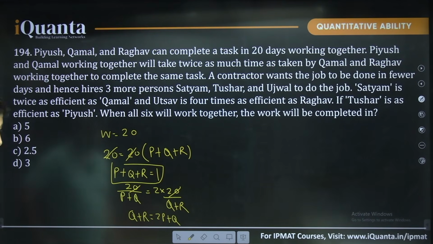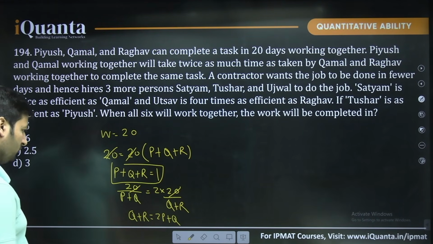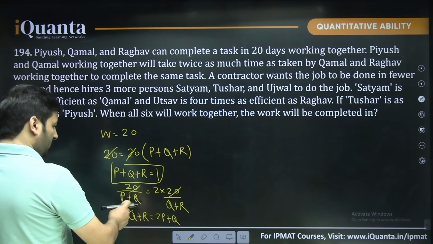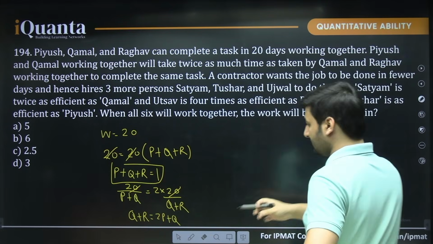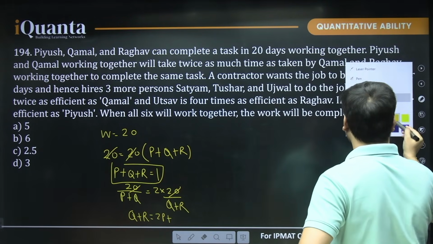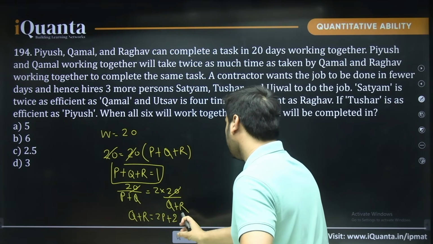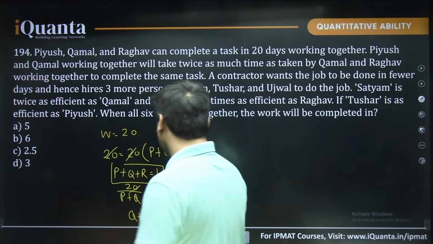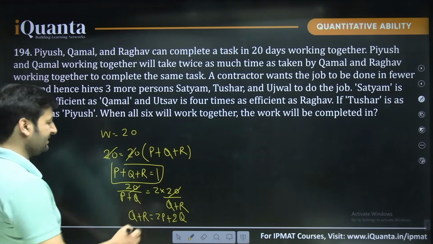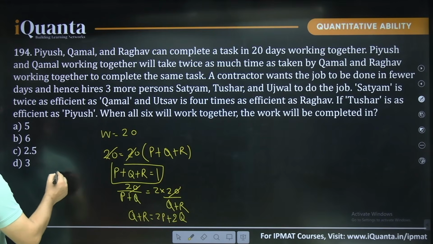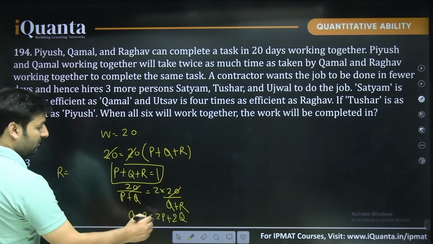Okay, sorry. It is 2P plus 2Q, 2Q will be there, right? Okay, we have these two equations. Can I say that R is actually equal to, from here, 2P plus Q.